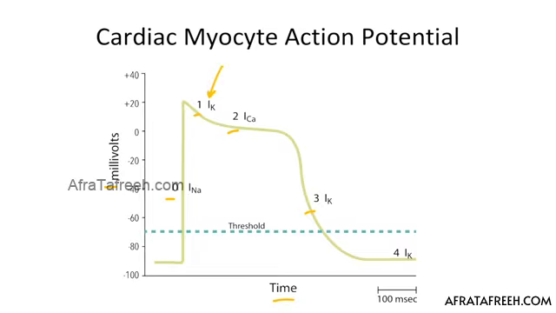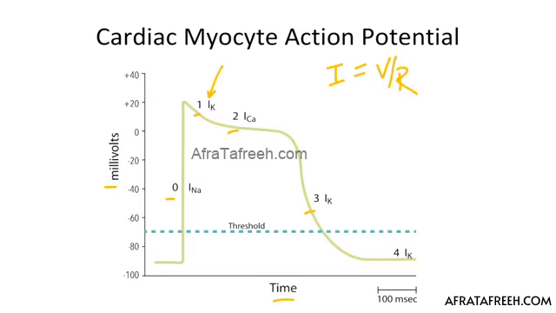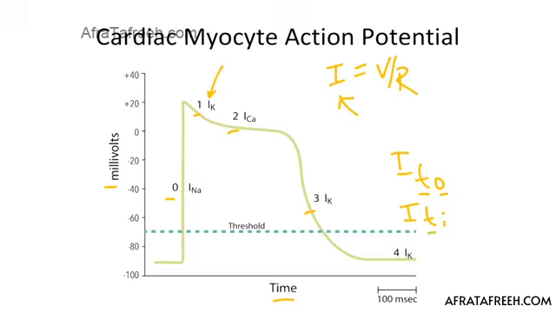The letter I next to the different phases stands for current, which is derived from Ohm's law. Remember, Ohm's law is I equals voltage over resistance, and the I stands for current. Sometimes on these action potential figures you may see ITO or ITI. The TO stands for transient outward, and the TI stands for transient inward.